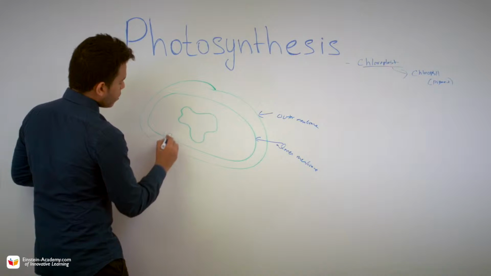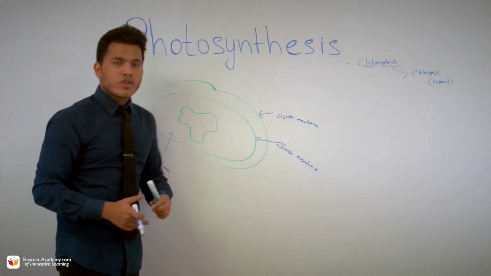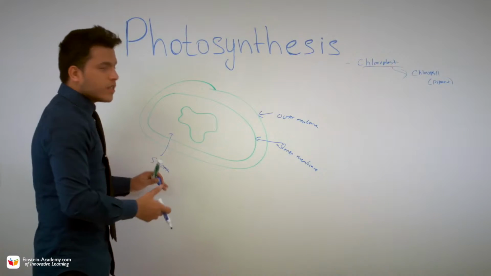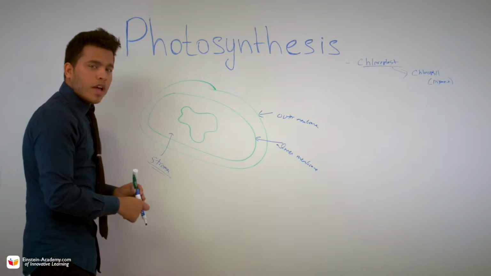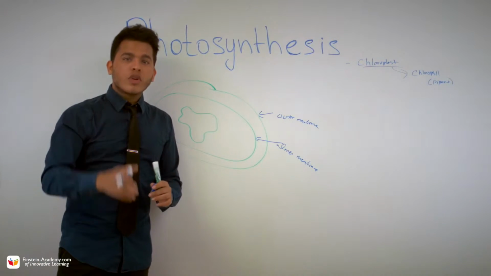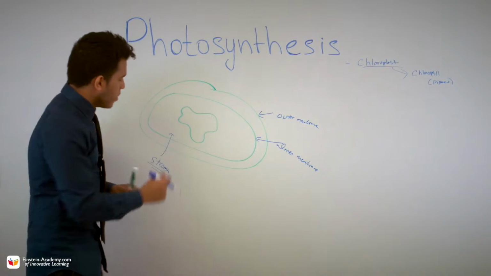Here is my stroma. Once again, stroma is the intracellular space. This is the cytoplasm. It's just a different word that we give it if we're talking about chloroplast. Remember, in the mitochondria, what's it called? The matrix. Okay, these both refer to cytoplasm.